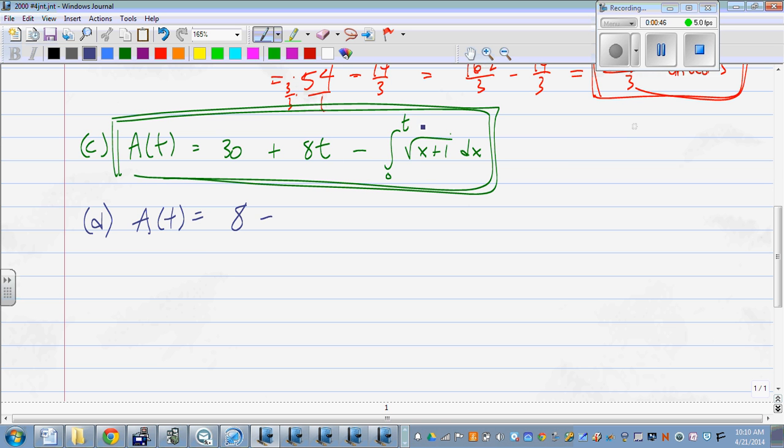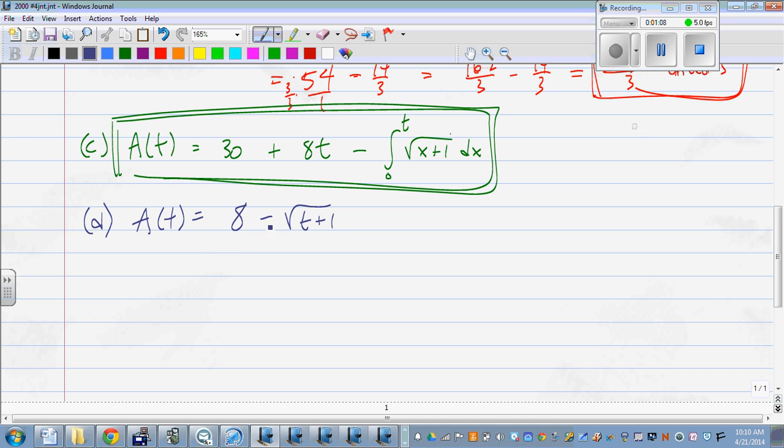And this last part, derivative of the definite integral from a constant to a variable of a function, is just going to be that function. Right? We've done this before. Derivative of antiderivative, inverses cancel each other out. We just get square root of t plus 1. Right? That's just based on the fundamental theorem of calculus.